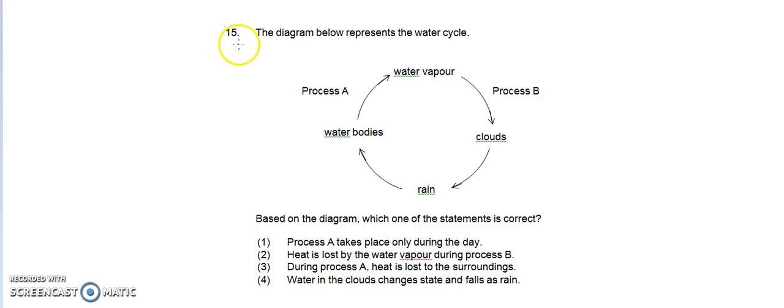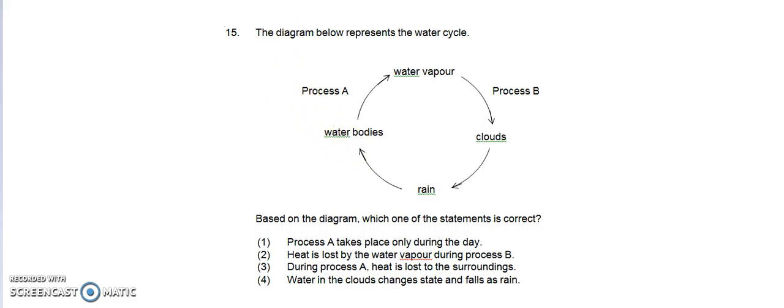Question 15. The diagram below represents the water cycle. If we take a look here, we have water bodies, and then process A takes place before it is changed to water vapor, and then process B takes place and it is changed to clouds, and finally the water drops as rain before going into the water bodies again.